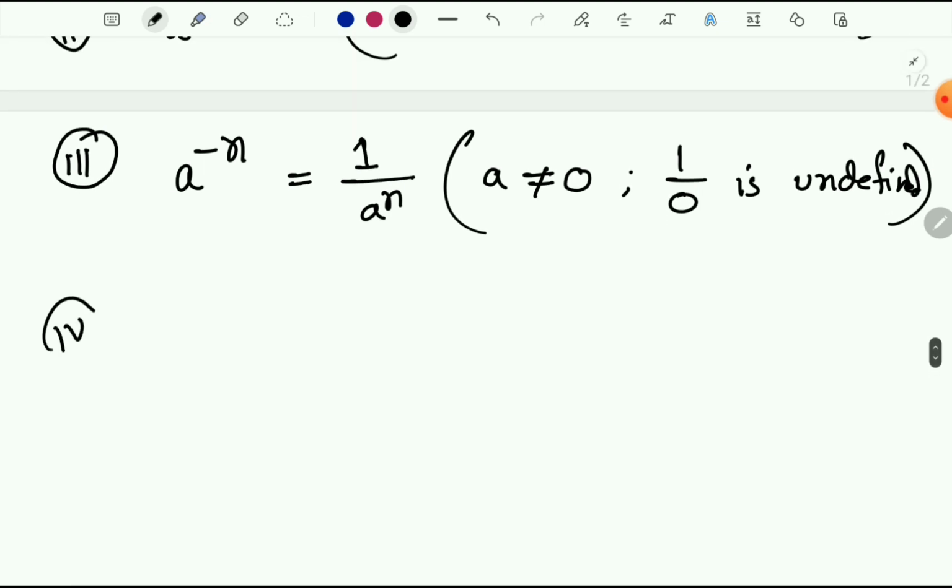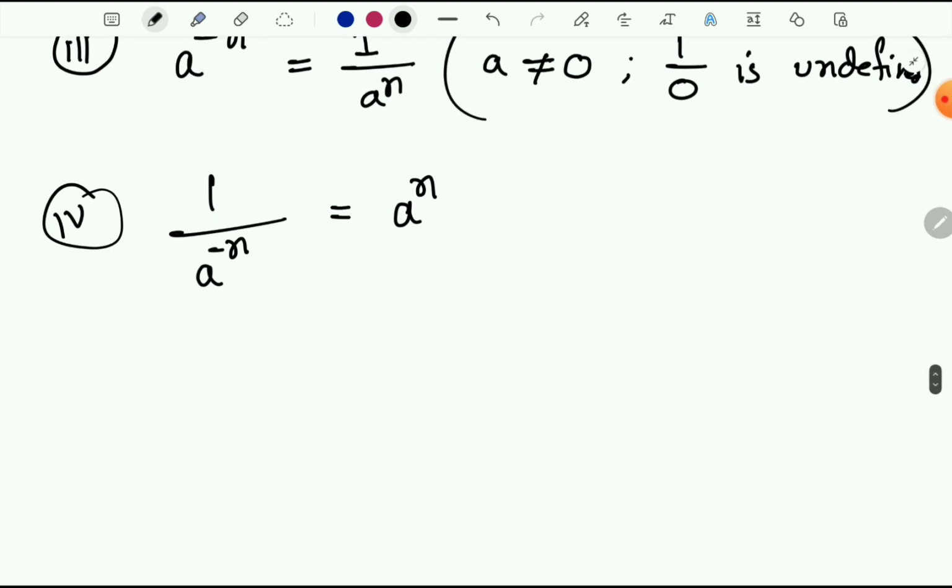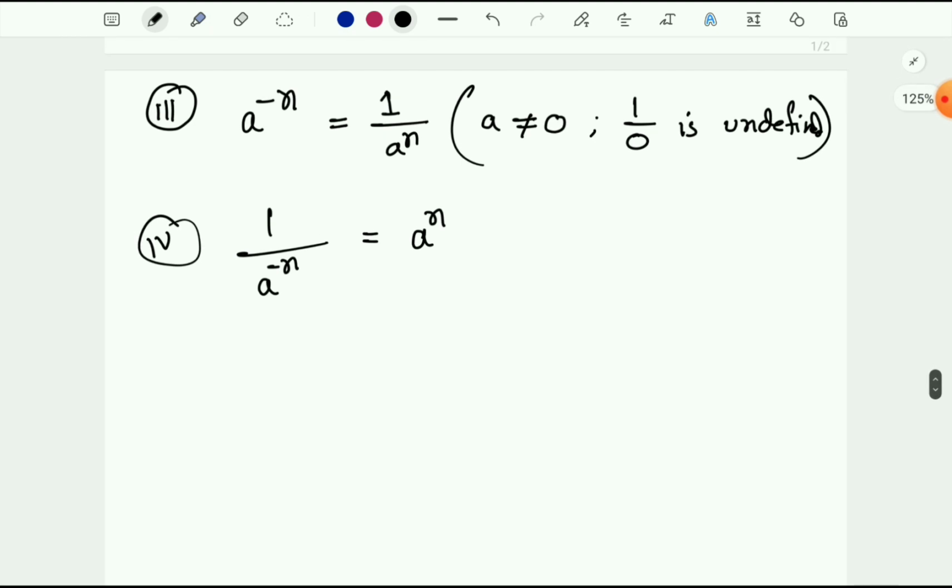Number 4, similarly, we can write 1 by a power negative n equal to a power n. So these are the basic formulas of exponents. So let's do some mathematical problems or simplification, then we'll understand.